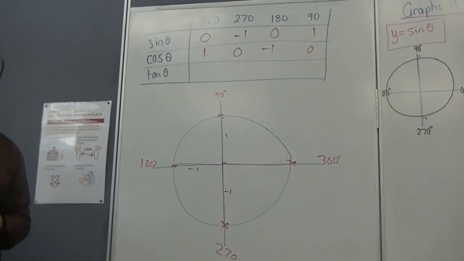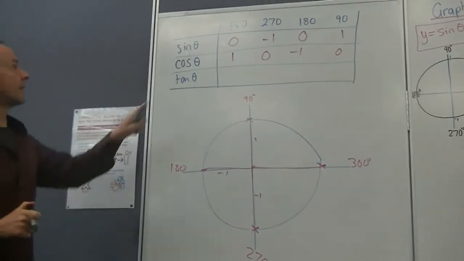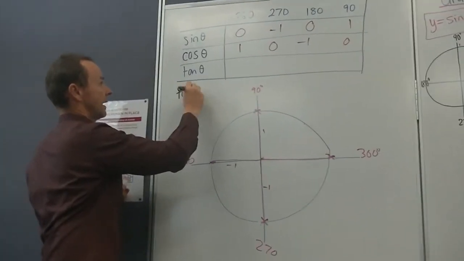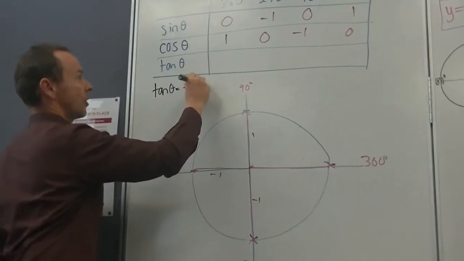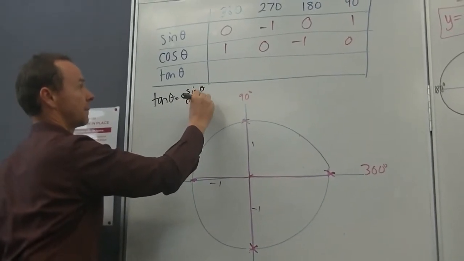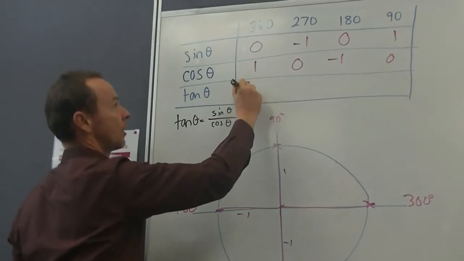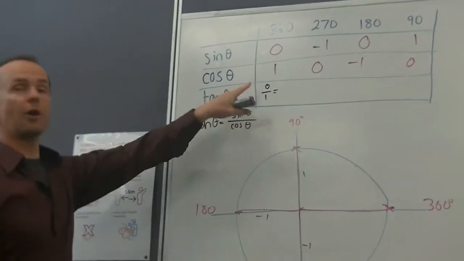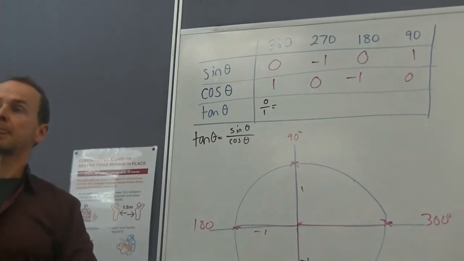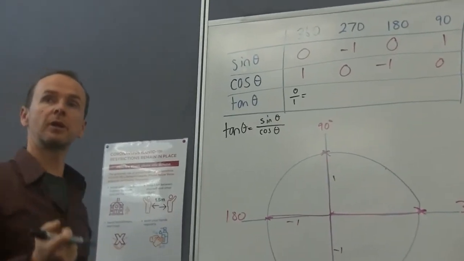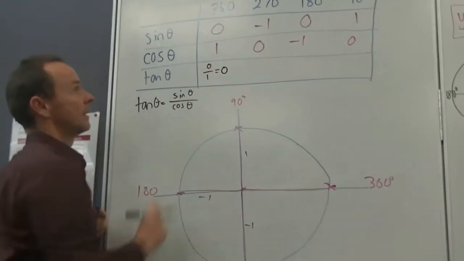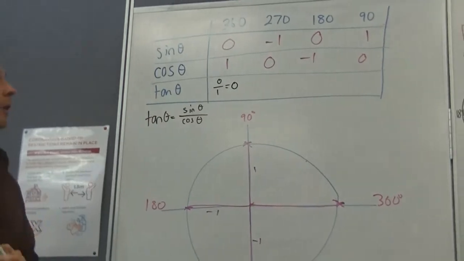And the last one I'll do really quickly is tan. Tan theta is equal to sine theta over cos theta. So now that we've got sine and cos, tan theta here is 0 over 1. 0, how many ones? If I've got $0, how many times can I give you $1? It's 0.